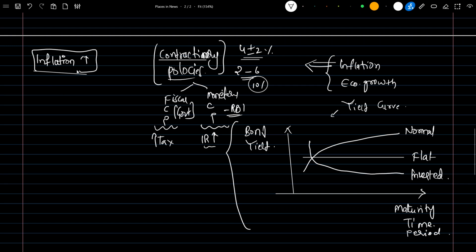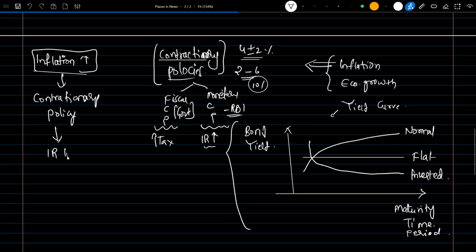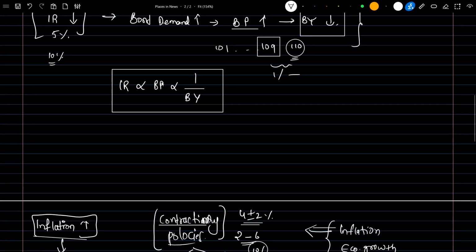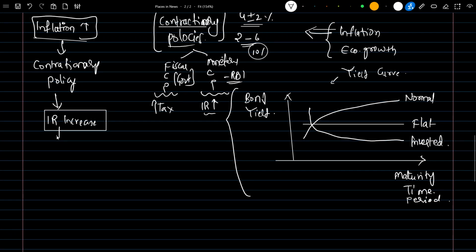So if inflation is high, the government will follow a contractionary policy. This we have understood. If contractionary policy is followed, then money should be sucked out of the market. Now, what will the government or the RBI do? If the interest rate is increased, people will try to put their money in the banks. Or whenever tax is increased, more money goes out of people's pockets. If the interest rate is increased, no one will be interested in putting money in the bonds. This is the earlier analogy we discussed. Whenever interest rate is increasing, bond price is decreasing and bond yield is increasing.